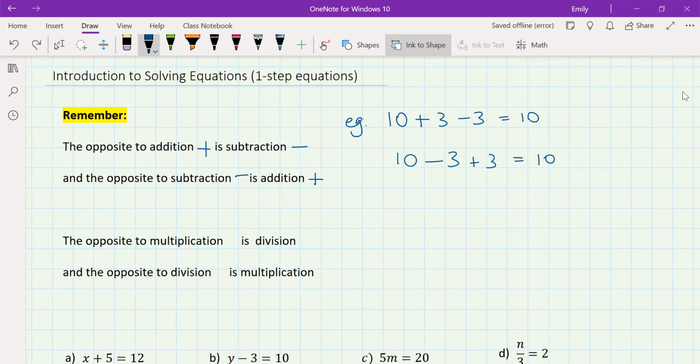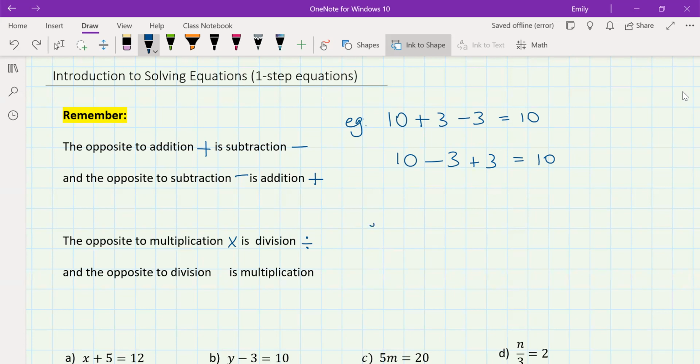So then let's look at this next one. What's the opposite to multiplication? Now multiplication is that times symbol. The opposite is division. That's that symbol. Or sometimes you can write division as, like I can have 10 divided by 5. That also means division if I just have the bar.